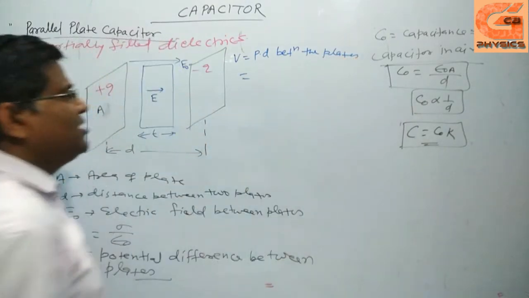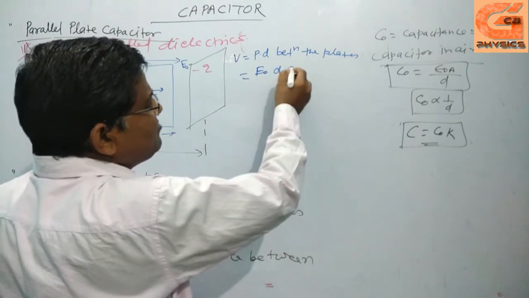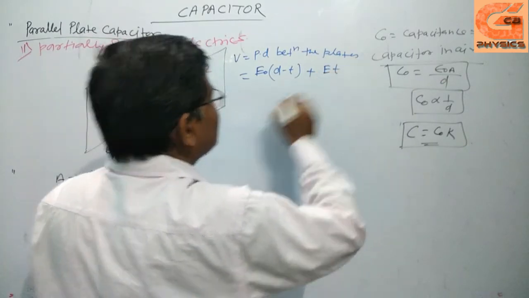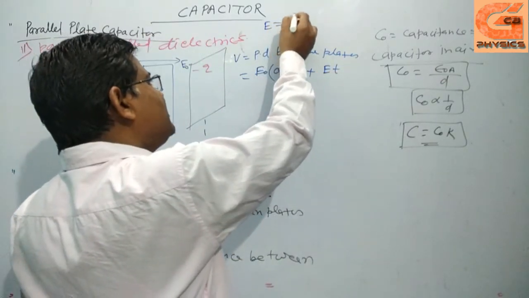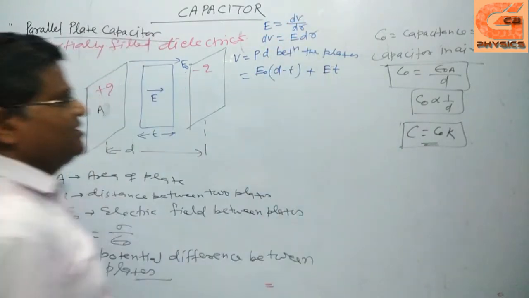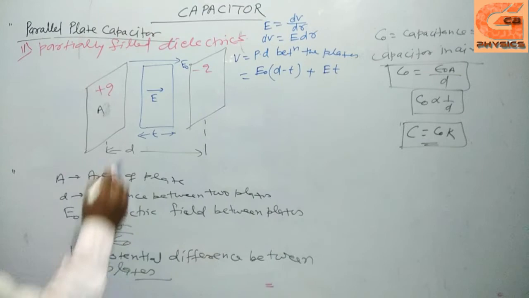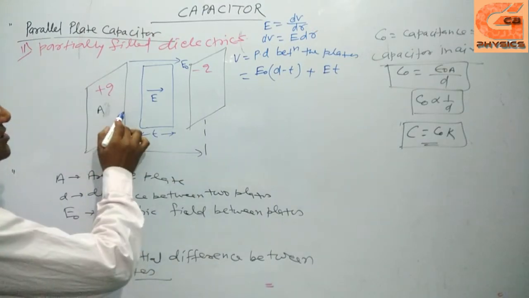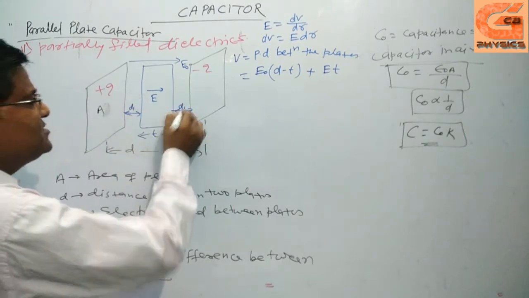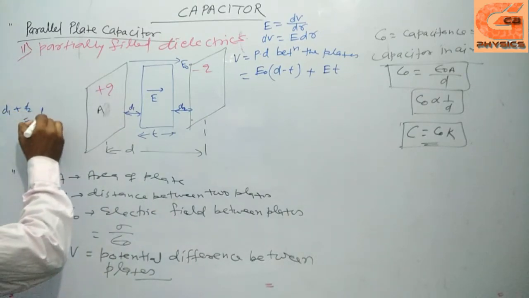Then V is equal to E naught (D minus T) plus ET. As you know, E equal to dV by dr, then dV equal to E into dr. That's why I have written here E naught (D minus T). D minus T means this is the T and this is the D. Then this part and this part, D1 and D2, so D1 plus D2 is D minus T.